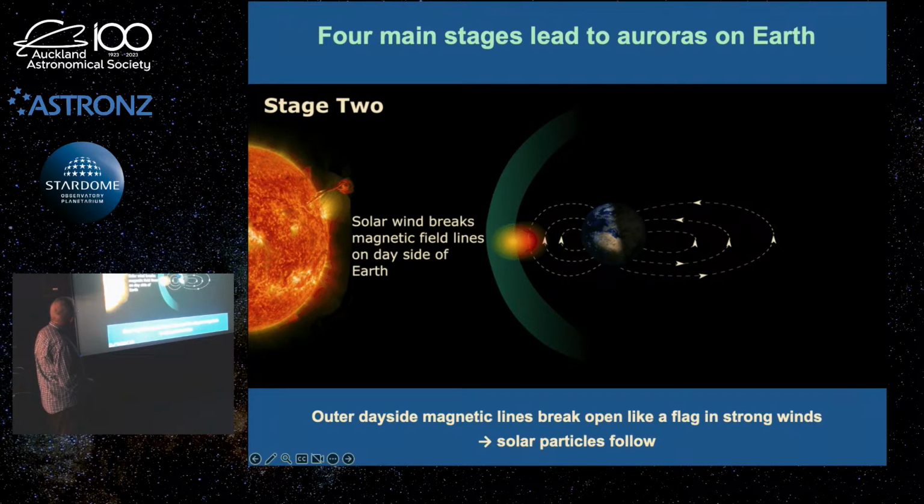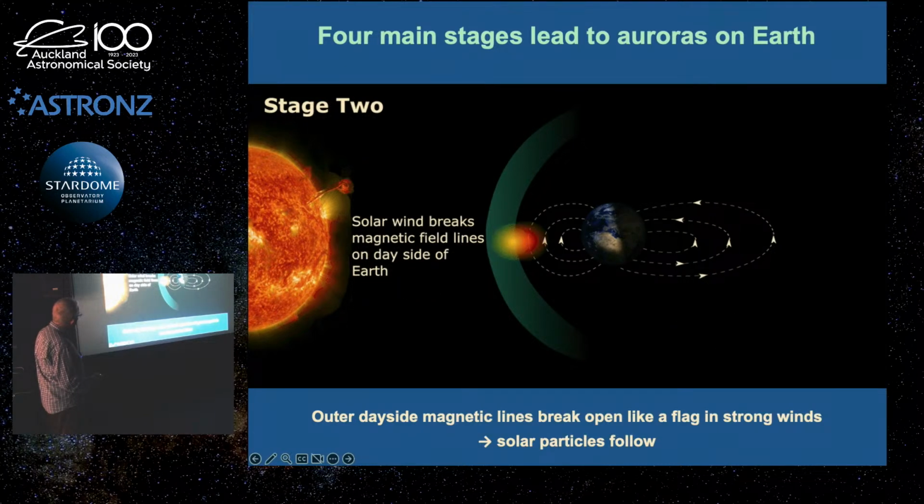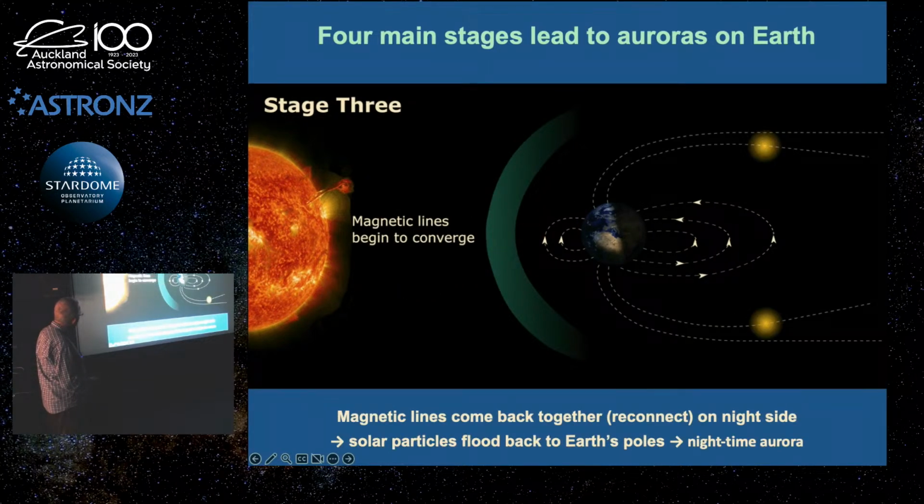Stage 2 creates the night aurora, and you'll see the solar wind starts directing, like a flag almost flapping in the wind, it directs the magnetic field lines backwards like that. Here are your charged particles coming back like that as the magnetic field lines are all being pushed. So that's stage 2, and then stage 3 is these magnetic field lines.